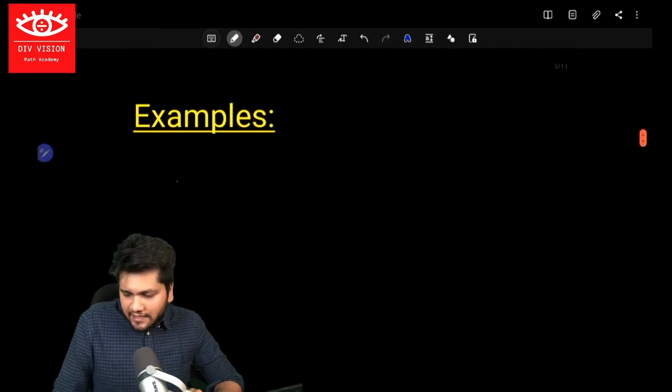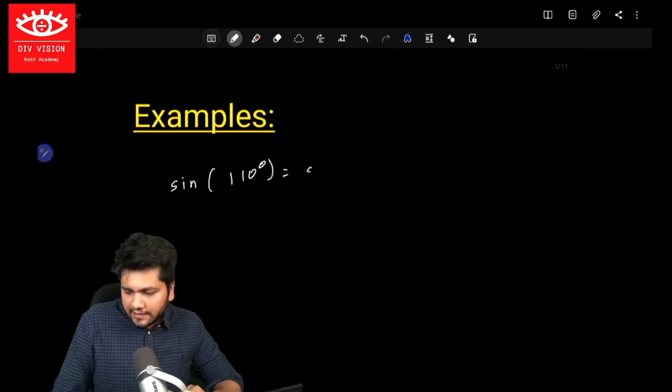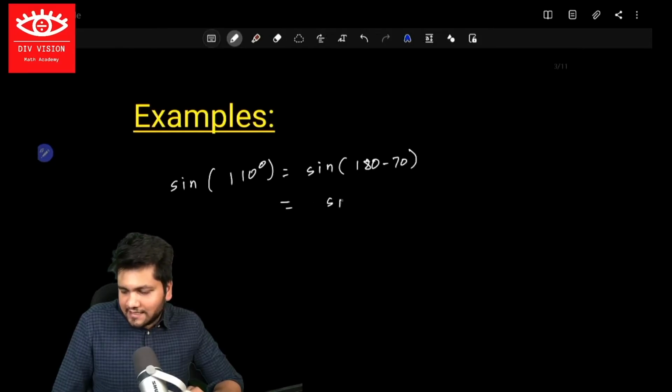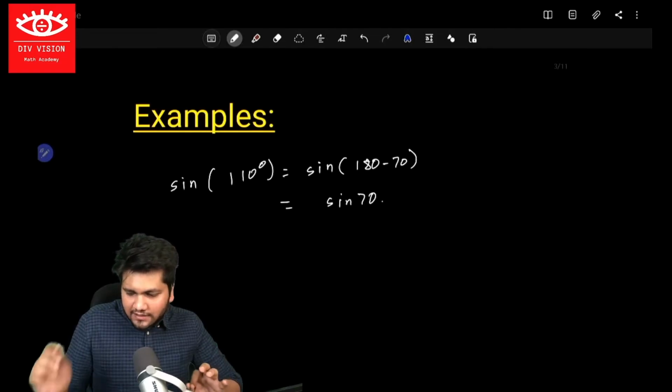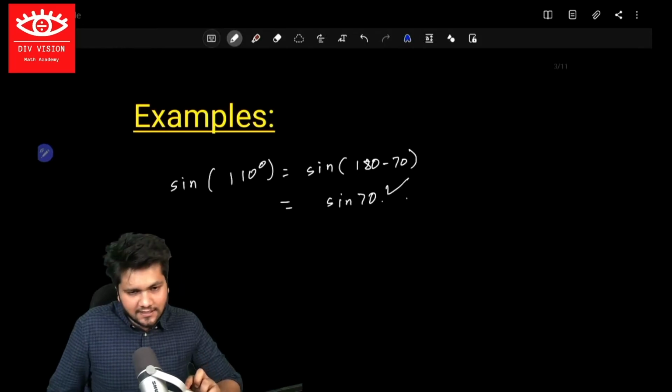So for example, if they ask you sine of, let's say, 110 degrees, what is it going to be? We can write this as sine of 180 minus 70. So this value is going to be sine 70. Definitely, be it sine or cos, it's going to be 70. But the plus or minus sign will depend on whether it's a sine ratio or cos ratio. Here it is sine, so it will stay positive as it is: sine 70.